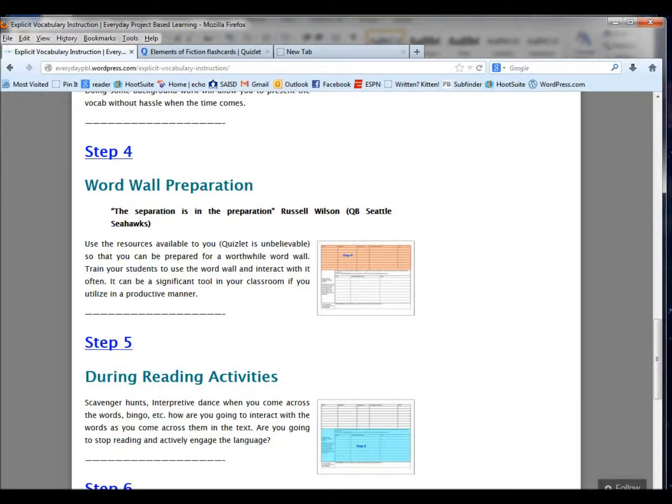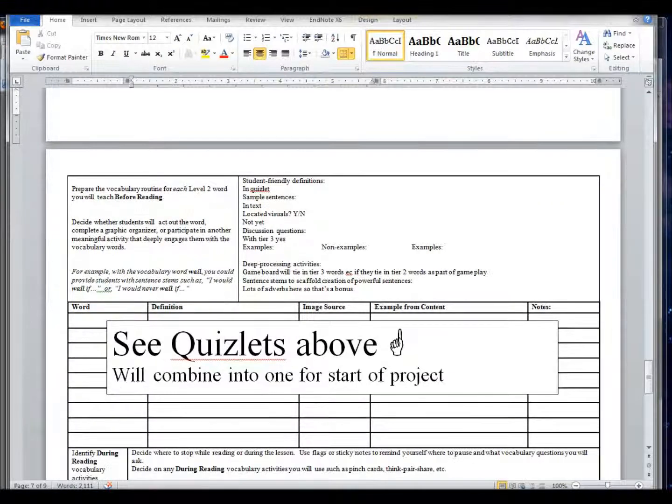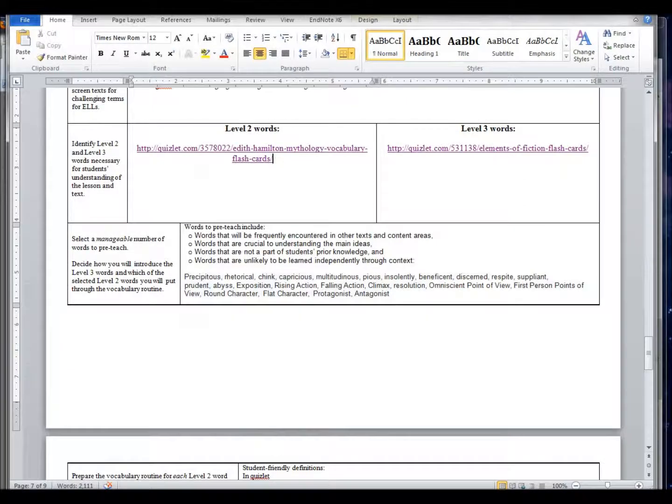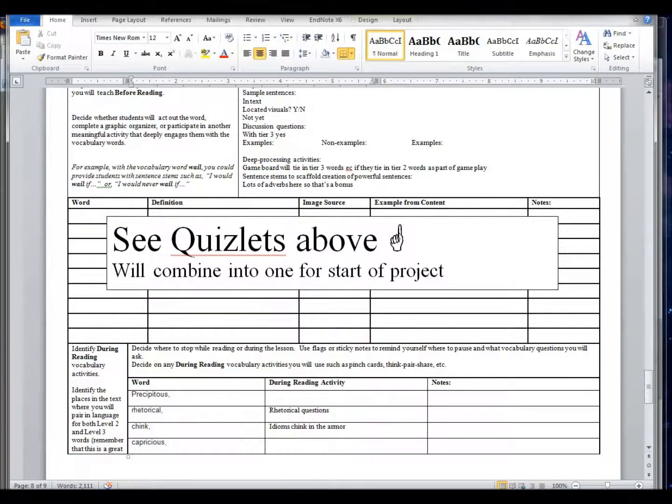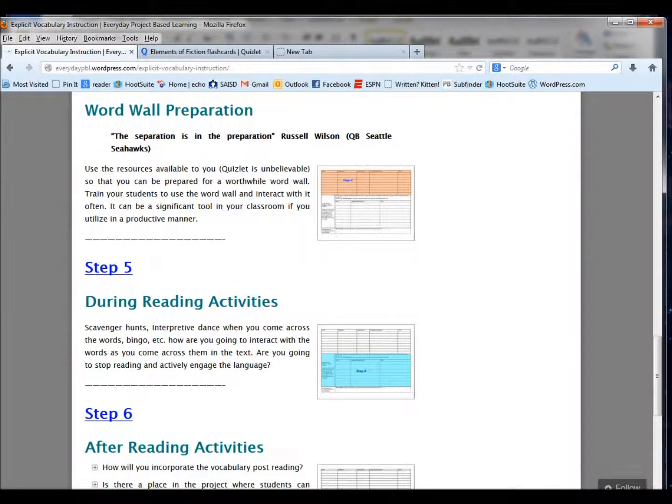A word wall is only good if you use it. If you interact with the word wall, your students will interact with the word wall. It can be a significant tool in your class if you utilize it in a productive manner. So when you look at the preparation for the word wall, and we'll look at my exemplar here, all of these things, except for the image source, can be pretty much done through Quizlet. So because I grabbed these 2 Quizlets up here already, a lot of this is taken care of. I just have to format it. Work smarter, not harder.